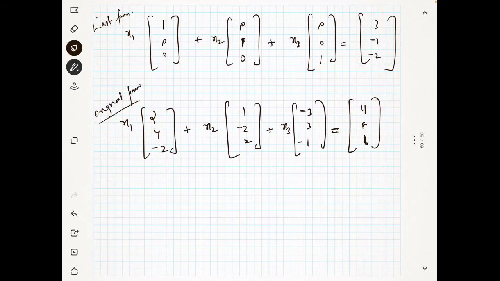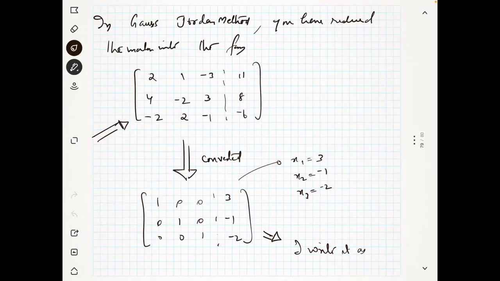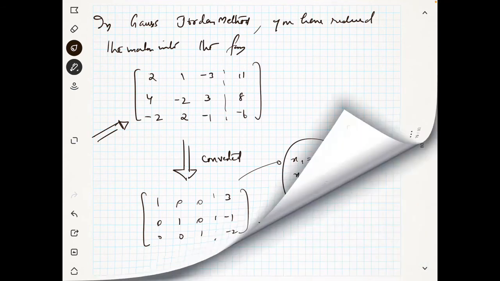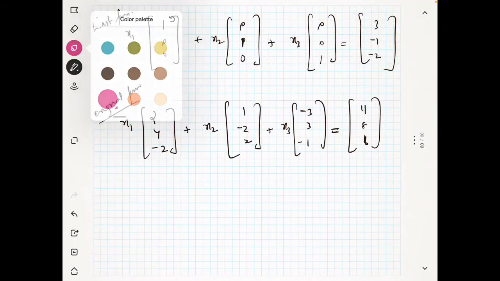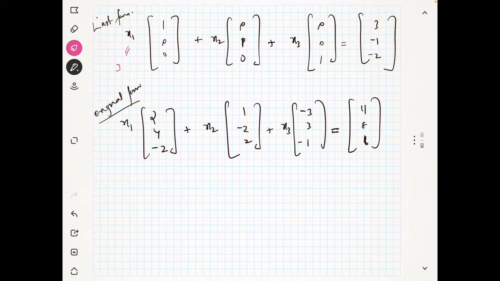And you put the same value for x1, x2, x3. And what is the answer for x1, x2, x3? 3, minus 1 and minus 2. So you put here 3, you put here minus 1 and minus 2, right? And here also you put here 3, minus 1 and minus 2.